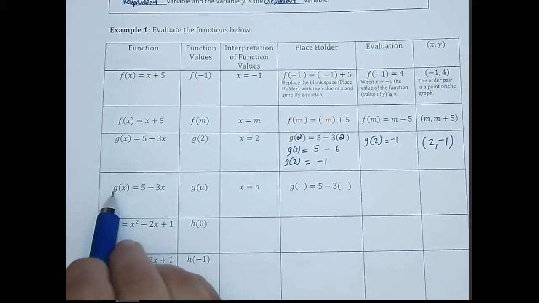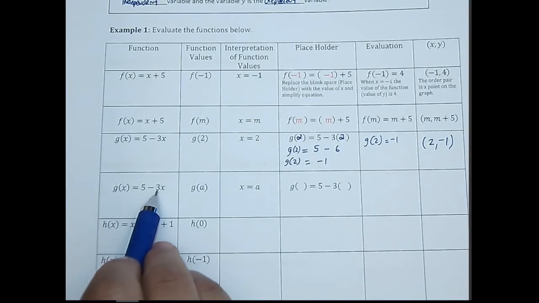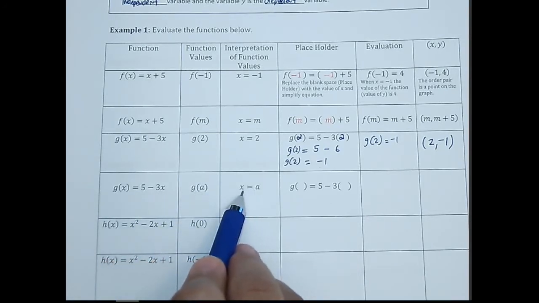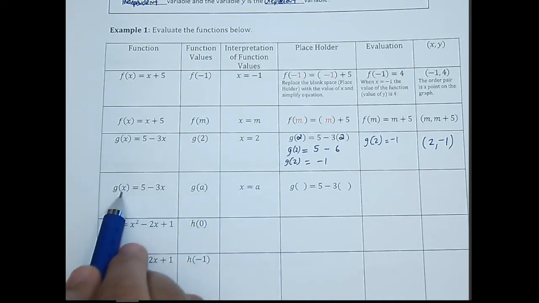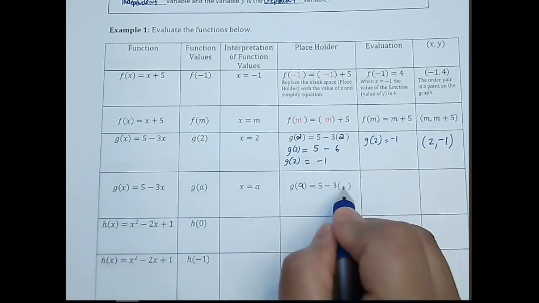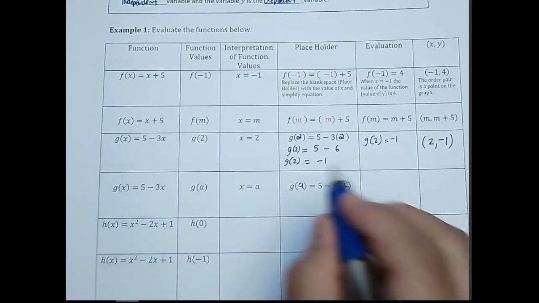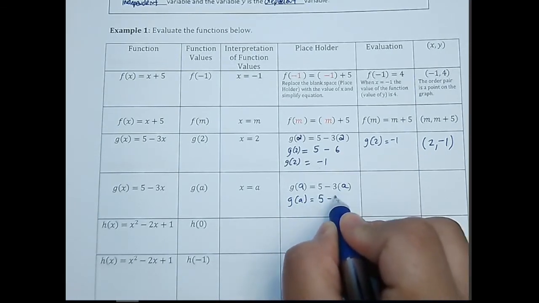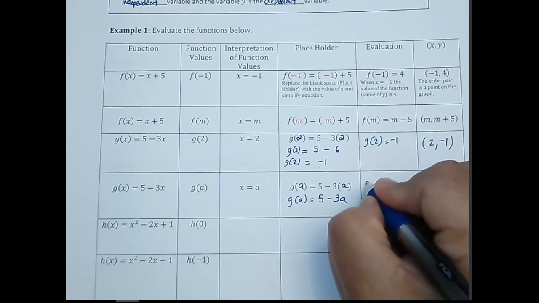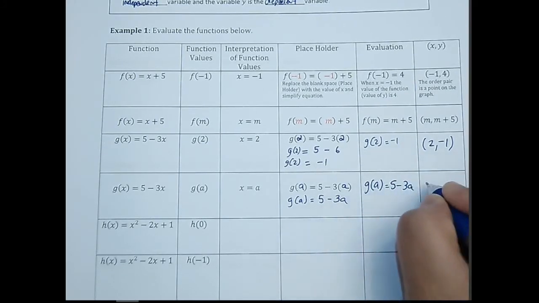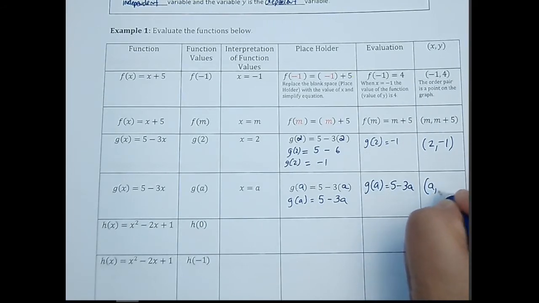Okay, let's go to the next one. g of x is equal to 5 minus 3x. We want to evaluate g of a. So anywhere we see an x, we're going to replace it with a. So I have an x here, I'm going to replace it with a. 5 minus 3 times x. a is going to replace the x. And we simplify. So we get 5 minus 3 times a is 3a. We cannot simplify any further, so my answer would be 5 minus 3a. So when x is a, we get 5 minus 3a.